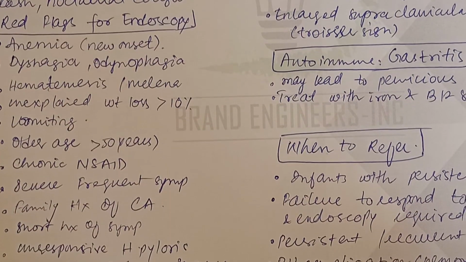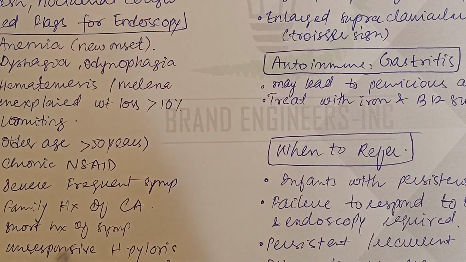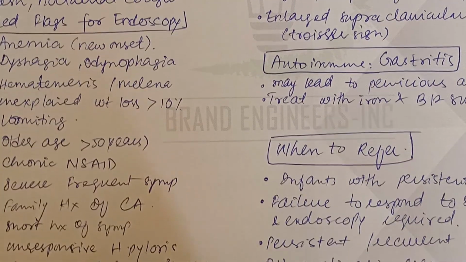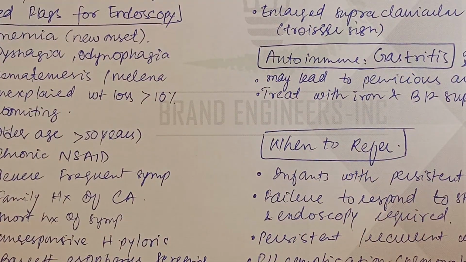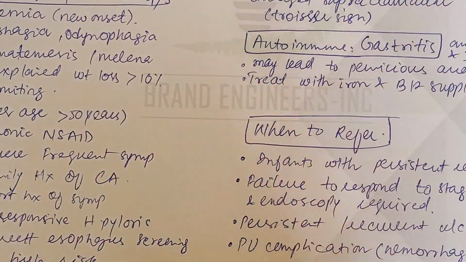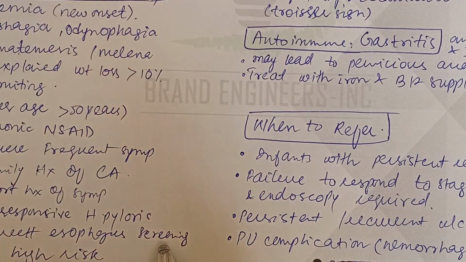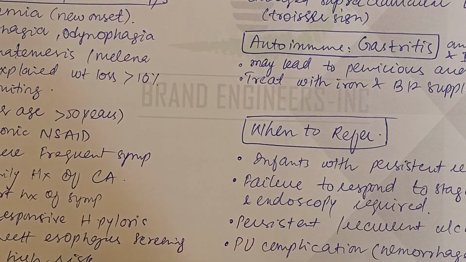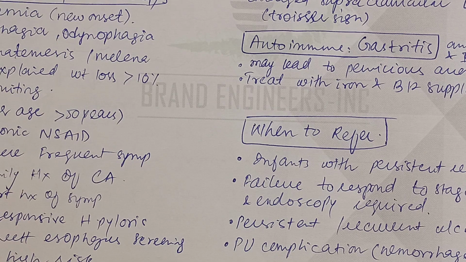Also severe, frequent symptoms, a family history of cancer, a short history of symptoms, and unresponsiveness to H. pylori treatment. Barrett esophagus screening is required. If a patient is high risk and needs Barrett esophagus screening, he is also a candidate for endoscopy.